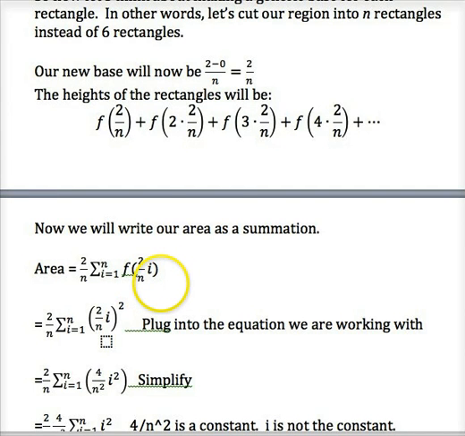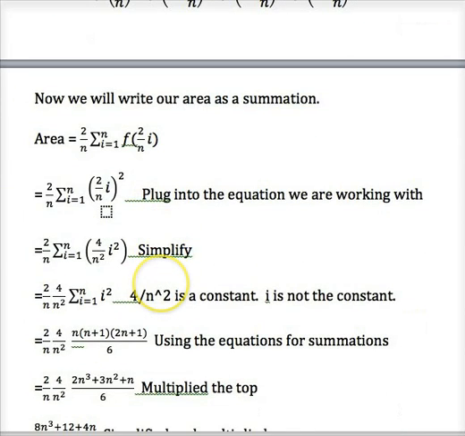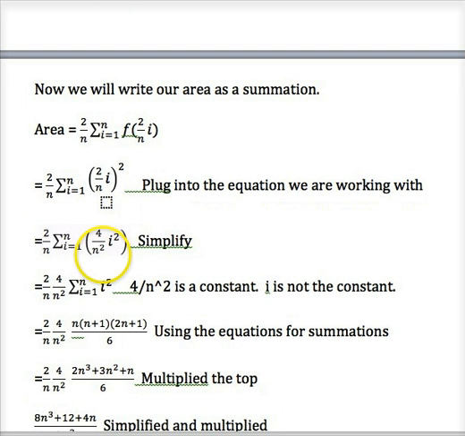And remember, it's y equals x squared again. So then we come here and we pull the 2 over n out. It's still out. Now I'm just going to plug into the equation. So I actually took this 2i over n and squared it, because that's what my function tells me to do. And then I'm going to simplify it. So I get 2 squared, which is 4, over n squared, i squared. So that's just simplifying this right here.